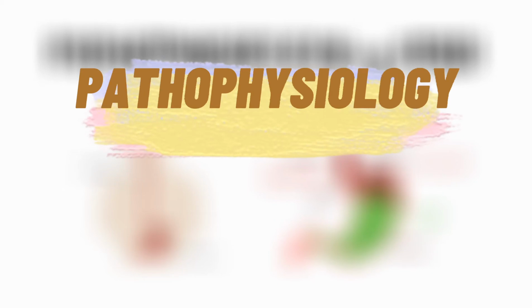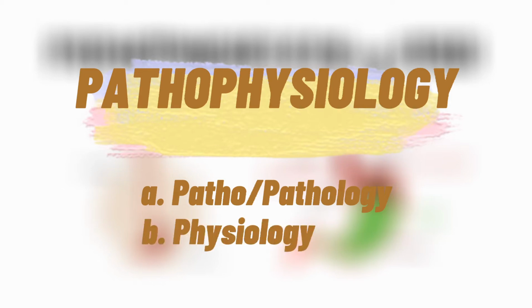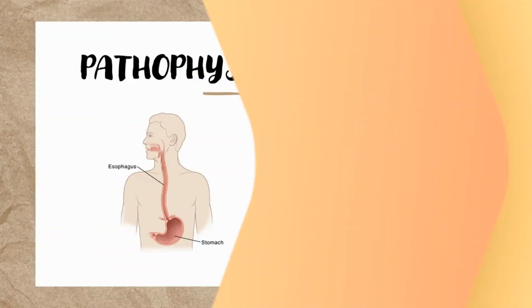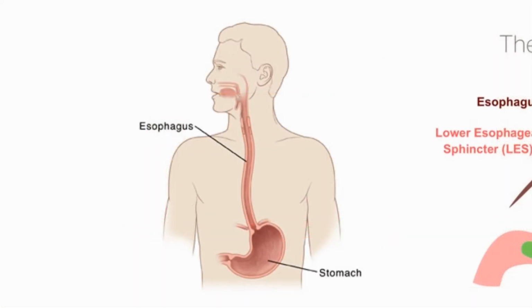Pathophysiology combines the words patho, or pathology, which is the study of the causes and effects of disease, and physiology, which is the study of how systems of the body function. In other words, we will talk about how GERD affects the systems of the body, causing functional changes that can lead to health risks. As we can see here in the left picture, the esophagus is a part of the gastrointestinal tract which is responsible for moving the food from the mouth to the stomach.